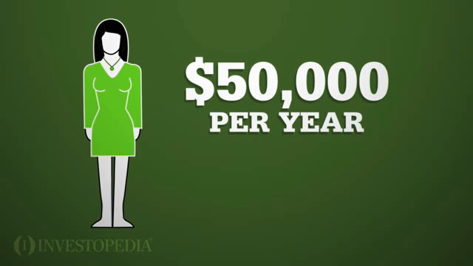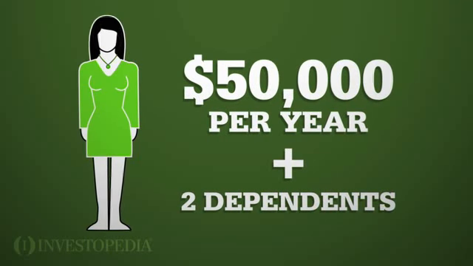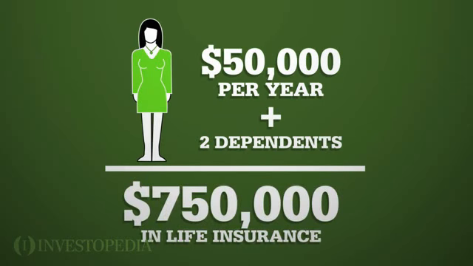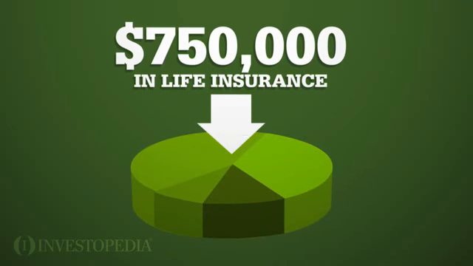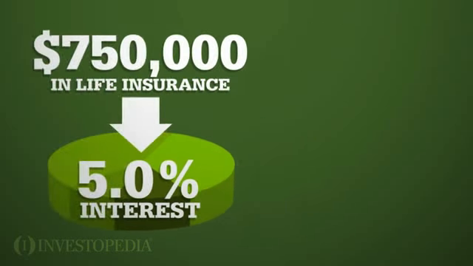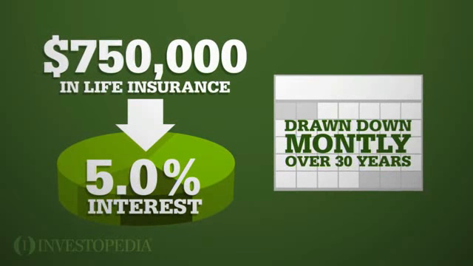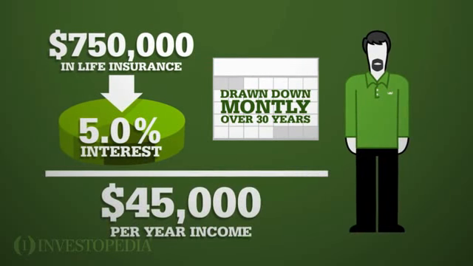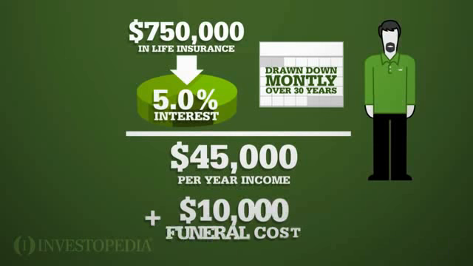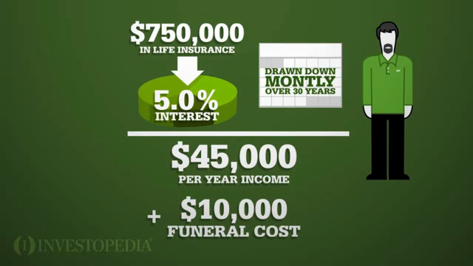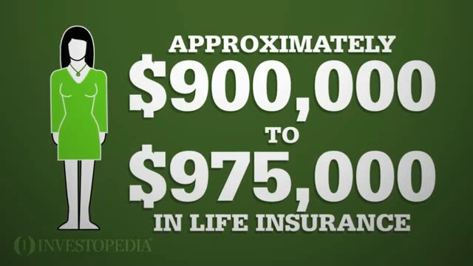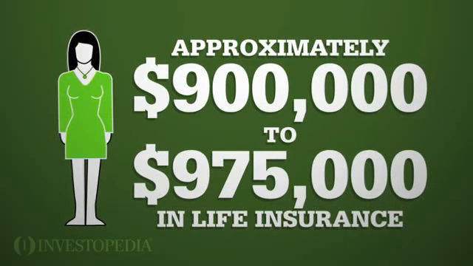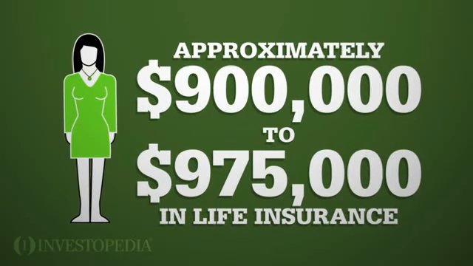So to replace most of her income and leave her family provided for, Amy would need about $750,000 in life insurance. That money could be invested at around 5% and drawn down monthly over 30 years, so Bob could have about $45,000 per year income. Add $10,000 for funeral costs and an adjustment for inflation, and Amy needs approximately $900,000 to $975,000 of insurance on herself.